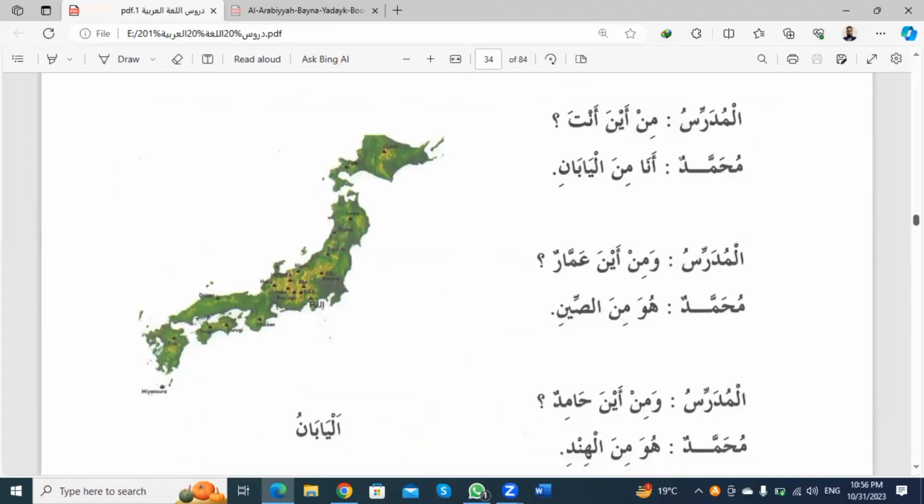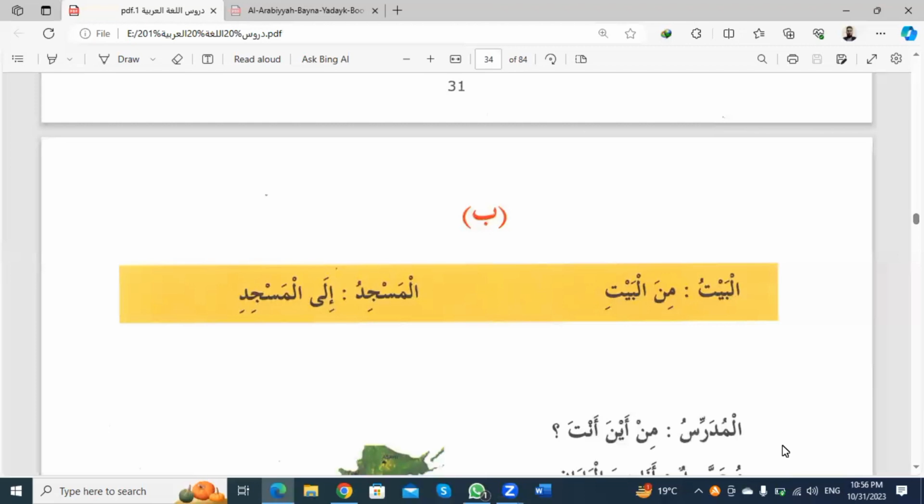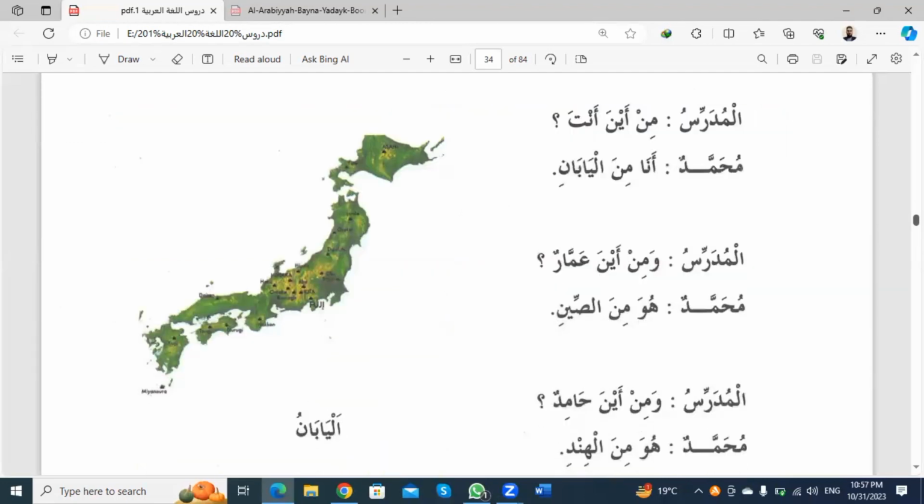So the first question is about, so this is min. Min means from. Ila means to and towards. So this is the dialogue between the teacher and his student Muhammad. The teacher says, Min aina anta, where are you from? The student says, I am from Japan. Ana minal Yaban.